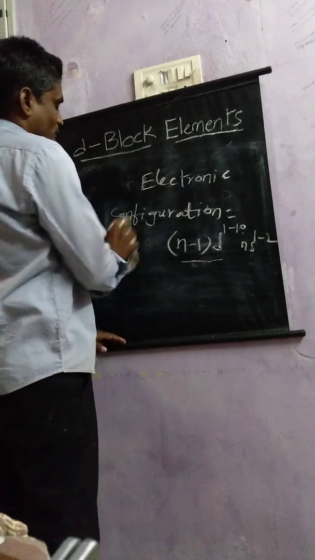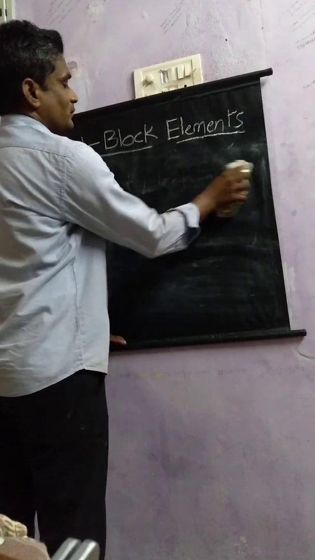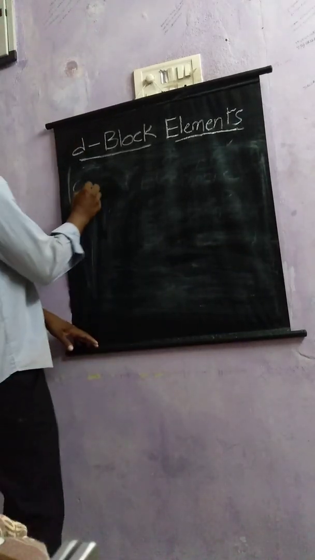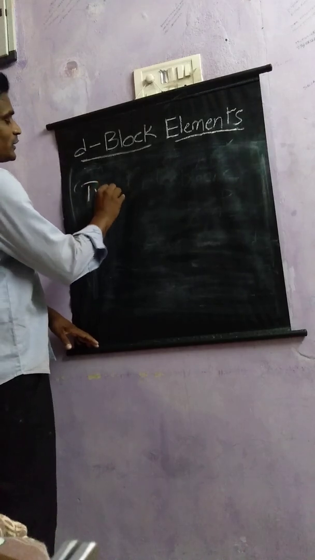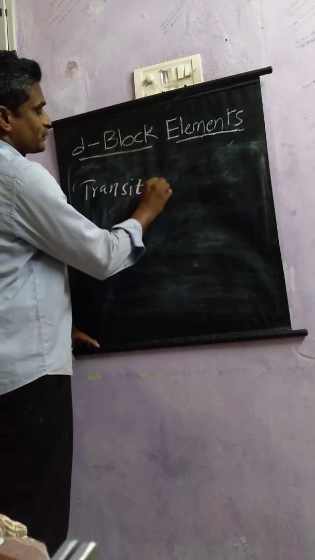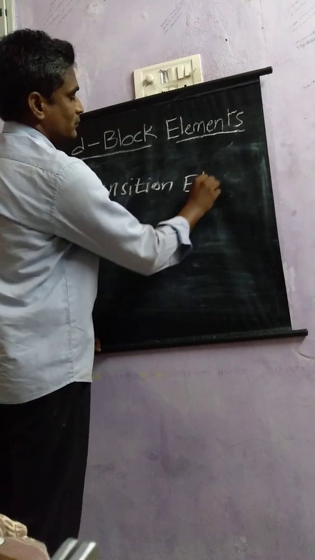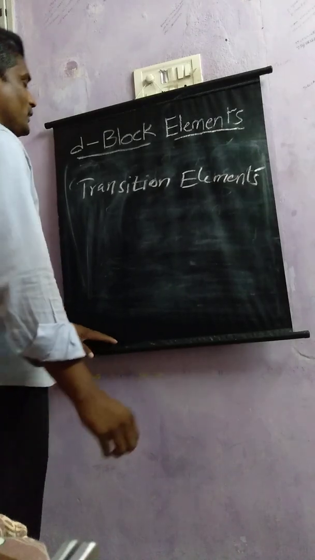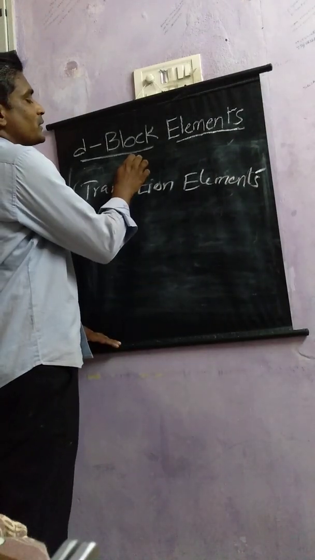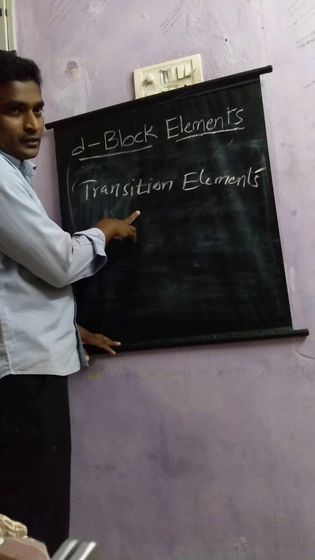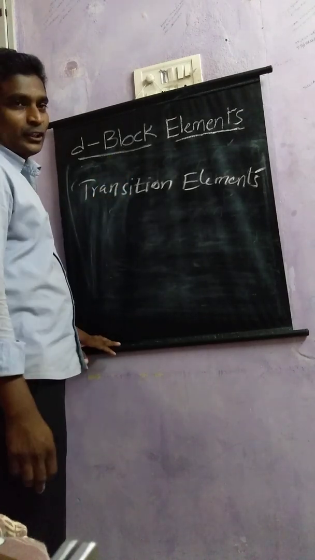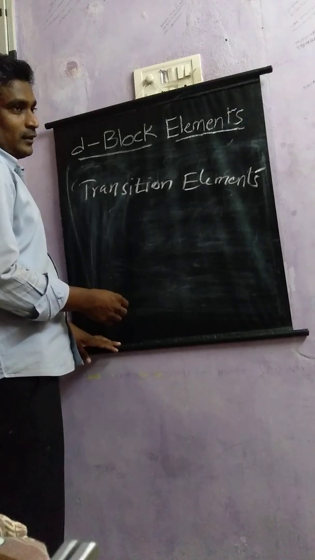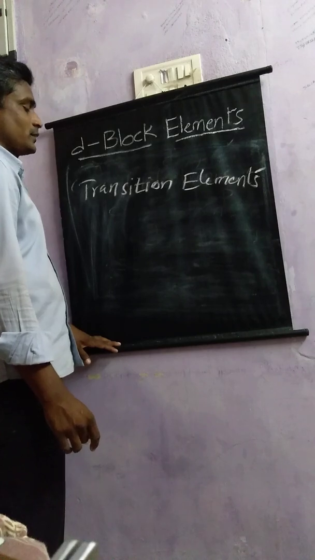And coming to a new concept, that is transition elements. See, D block elements are nothing but transition elements. What is that? D block elements are nothing but transition elements. So, how can you say that D block elements are transition elements?